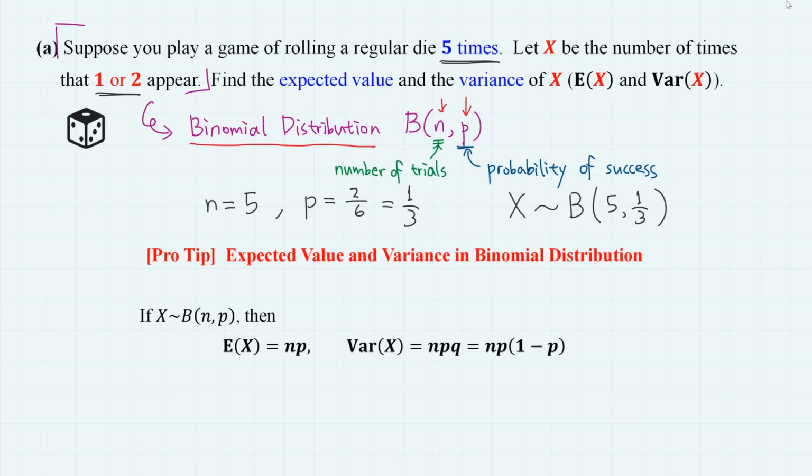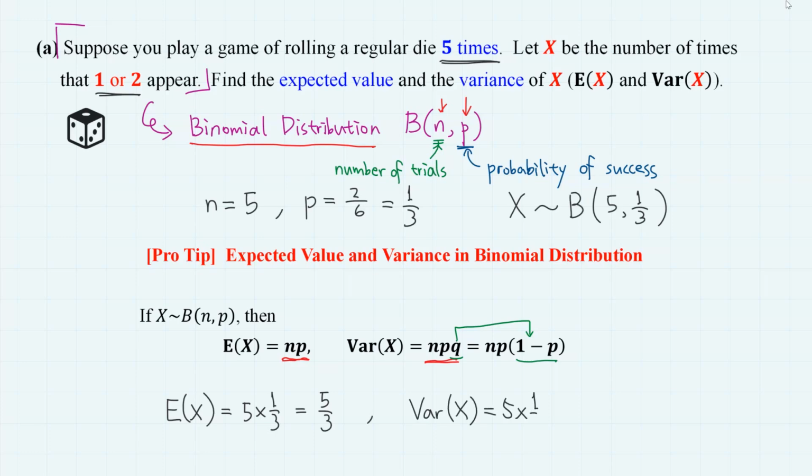And the thing is, the expected value and the variance of x in a binomial distribution are given by these super simple formulas. The expected value is given as np, and the variance is given as npq, where the probability of failure q is equal to 1 minus p. So straight from the formulas, we obtain the expected value of x is 5 times 1/3, so 5/3, and the variance is 5 times 1/3 times 2/3, so it is 10 over 9.